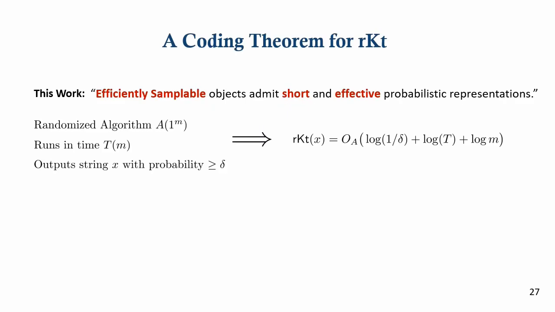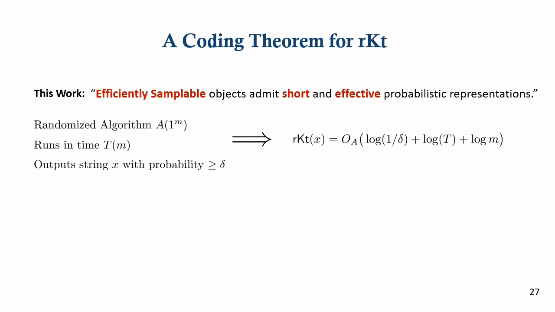In this work, we've shown an unconditional source coding theorem in the time-bounded setting for rKt. More specifically, we show that suppose we have a randomized algorithm A that takes some input 1 to the n, and it runs in time t of n and outputs a string X with probability at least delta. Then we can say that the rKt complexity of X is at most O of log 1 over delta plus log t plus log n. And the important thing here is that the rKt complexity in this case is close to log 1 over delta.